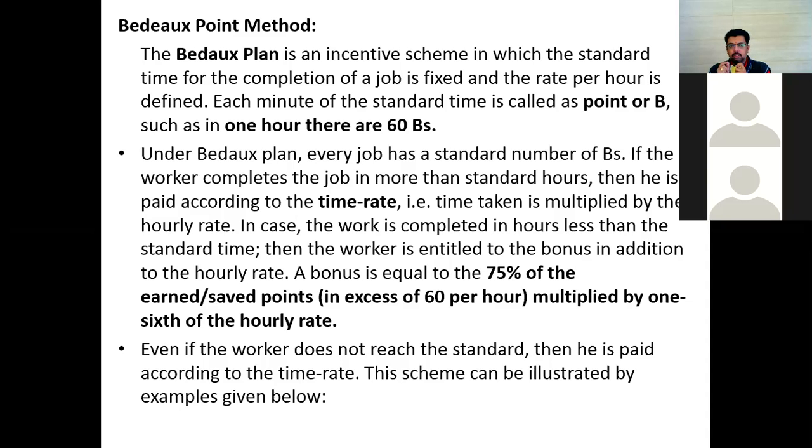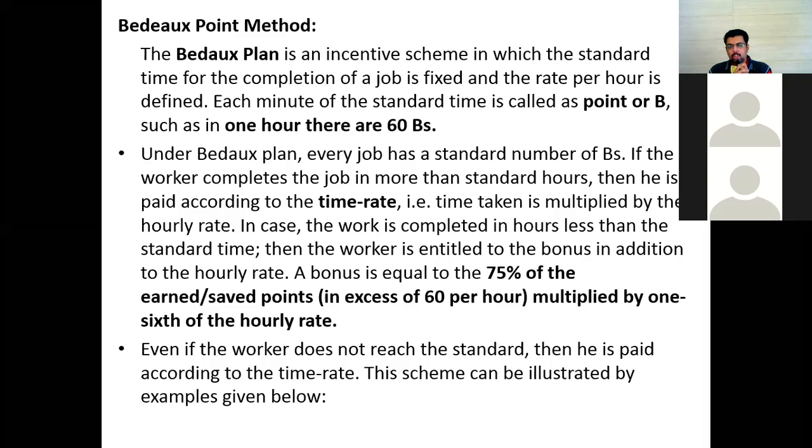So each minute of the standard time is called a point, or B. In 1 hour there are 60 minutes, so there are 60 Bedaux points for the worker. Under the Bedaux plan, every job has a standard number of Bs. Very important: as per the Bedaux method, every job has a standard number of Bs.